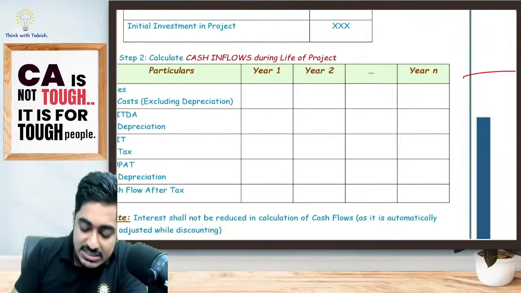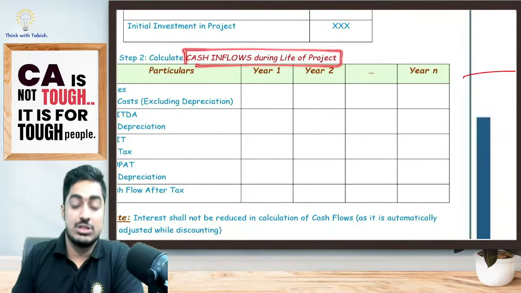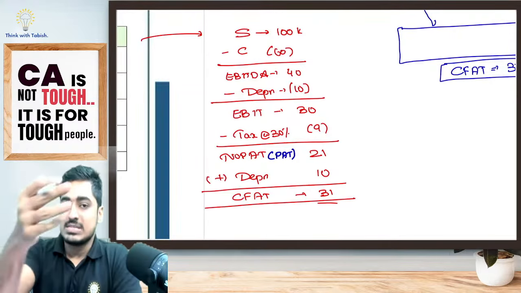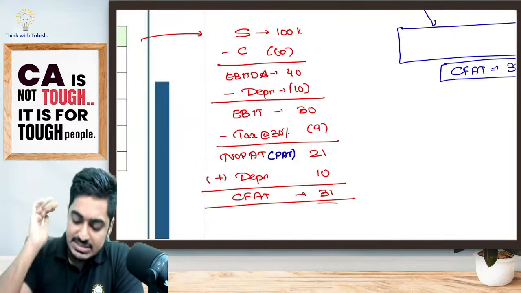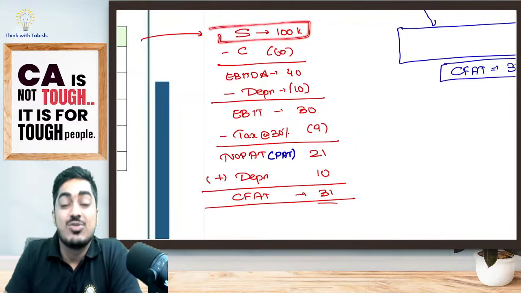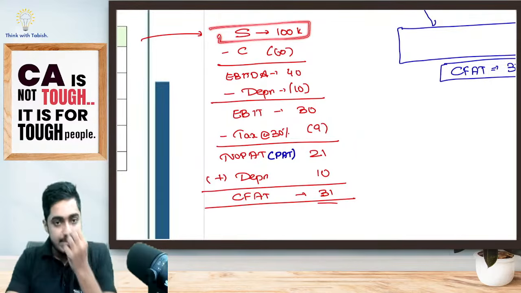Next comes cash inflows during the life of the project. Throughout the life of the project, what all will I be getting? Pay attention, everyone. From this, I prepared sugarcane, and I am deciding to sell sugarcane. Firstly, I got sale value. Imagine 1 lakh sale value I got. That cash I am getting.